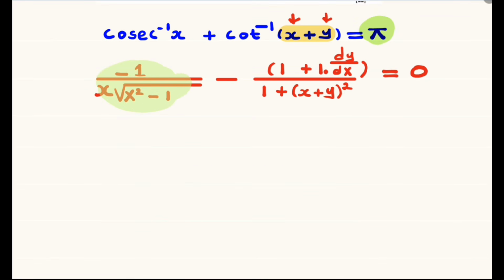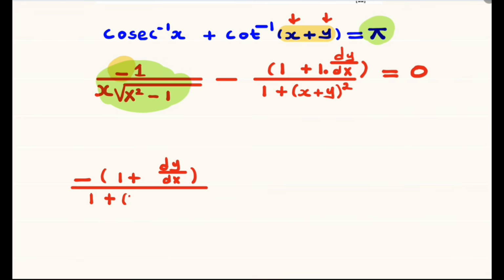Let's simplify. We move that to the right. It has a negative sign, so it will change sign to positive. Now on the left, we have negative 1 plus dy over dx divided by 1 plus x plus y raised to the power 2, and this will be equal to, so that negative will change sign to positive, 1 divided by x multiplied by the square root of x squared minus 1.